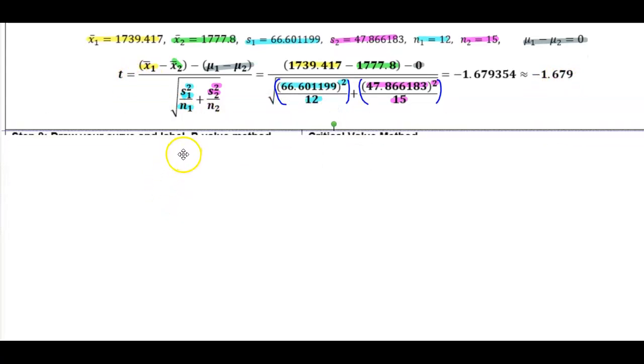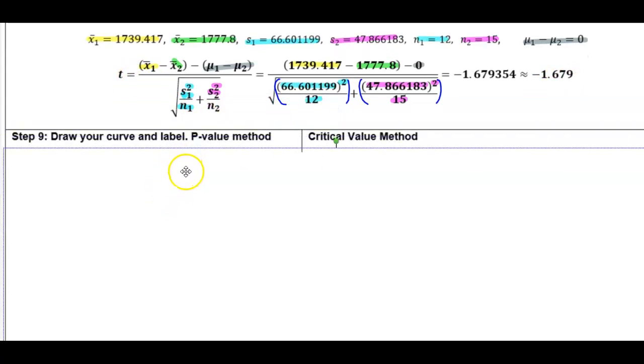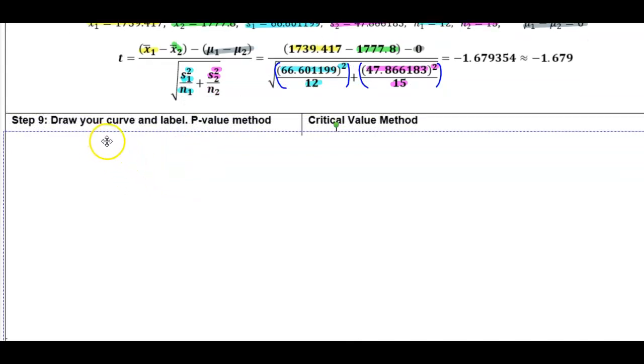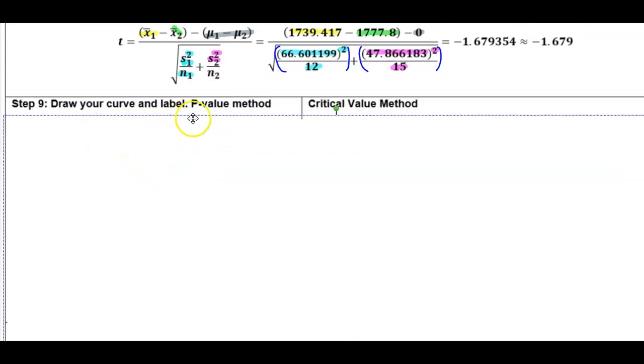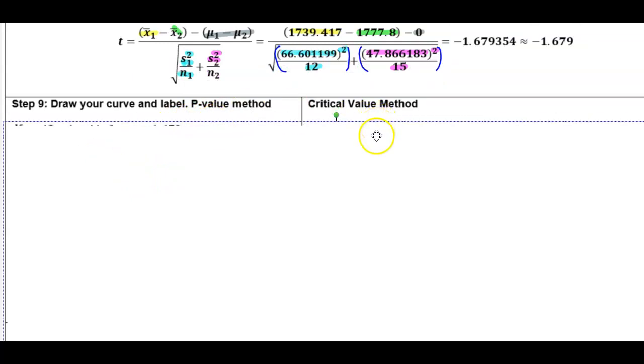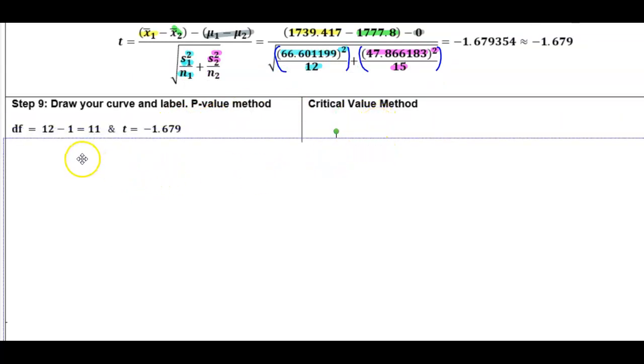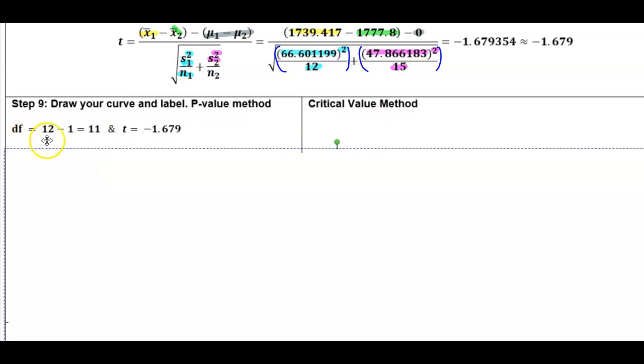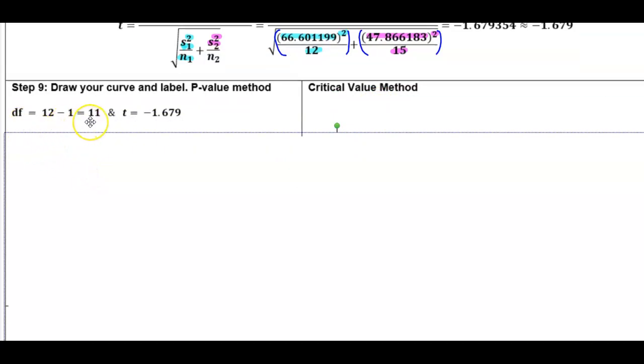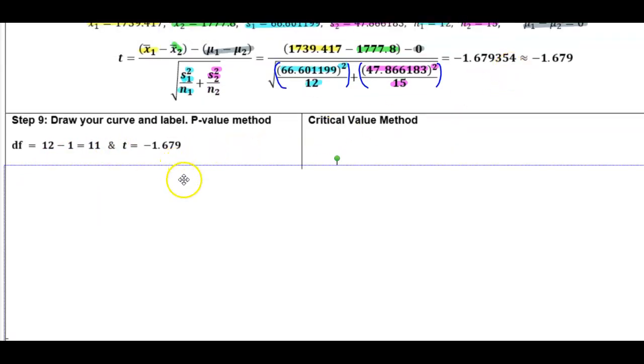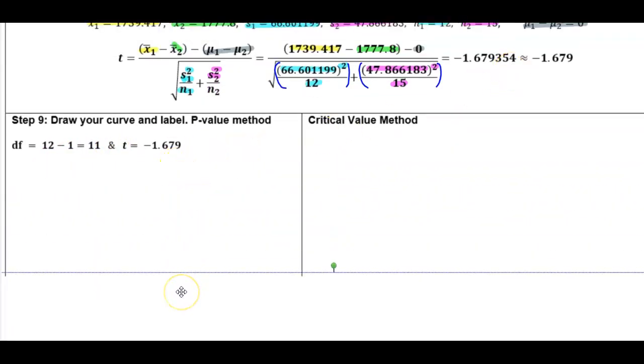Okay, now that we have our test statistic, we can go ahead to step 9. So we're going to draw the curve and then label. We're going to do the p-value method first and then the critical value method second. So recall that we have our degrees of freedom, which is 12 minus 1, which is equal to 11. And we know that the test statistic is negative 1.679. So let's go ahead and draw our bell curve.